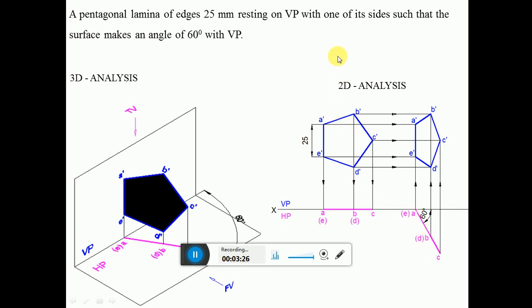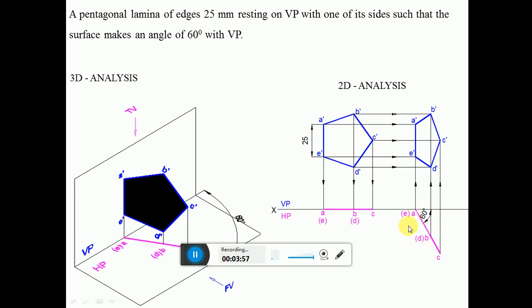Here when you look from the top view, A dash, B dash, C dash is near to the observer, so it is visible. D dash, E dash is away from the observer, so it is invisible. This has been explained very clearly here. A, B, C is visible. E dash is just below A dash, so E is invisible. And D dash is also just below B dash, so D is invisible. So you are getting this.